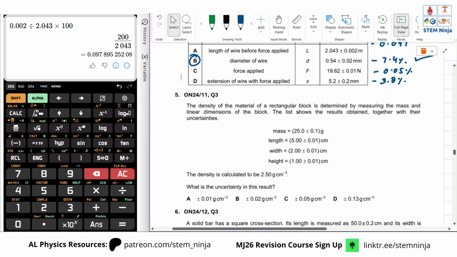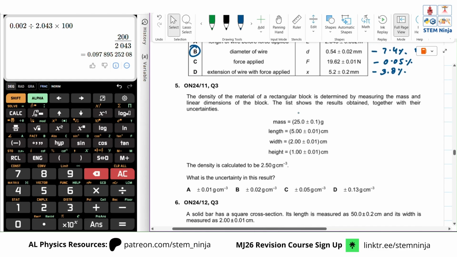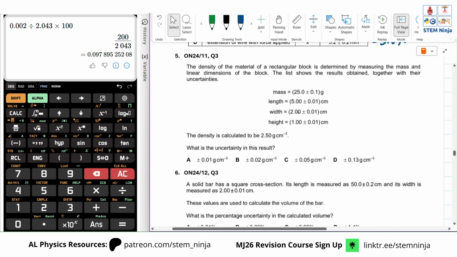Right. The density of a material of a rectangular block is determined by measuring the mass and linear dimensions of the block. The list shows the results obtained together with the uncertainties. The density is calculated to be this. What is the uncertainty in this result? Since density is mass per volume, we need to multiply these values for the volume.